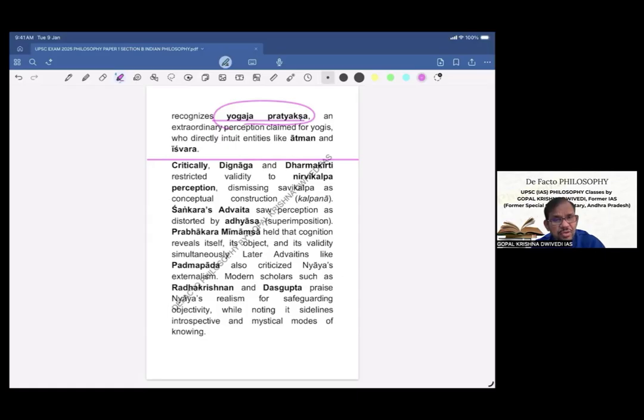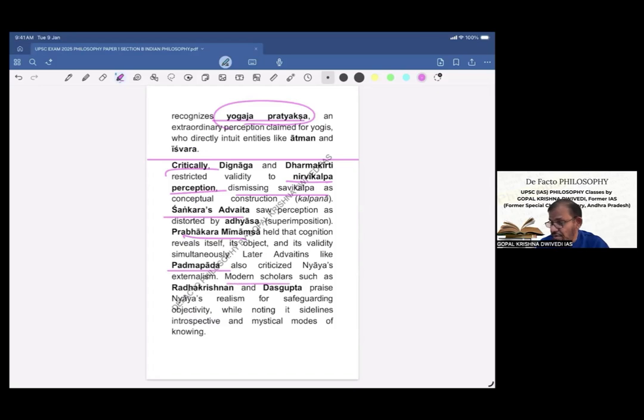critically evaluate this whole thing. Critically, Dignaga and Dharmakirti restricted validity to Nirvikalpa perception, dismissing Savikalpa as conceptual construction. Shankara's Advaita saw perception as distorted by adhyasa, that is superimposition. Prabhakara Mimamsa held that cognition reveals itself, its object, and its validity simultaneously. Later Advaitins, Padmapada, also criticized Nyaya's externalism.